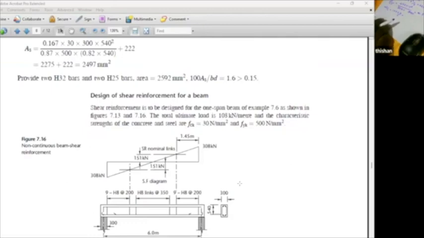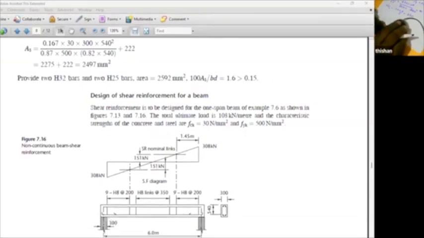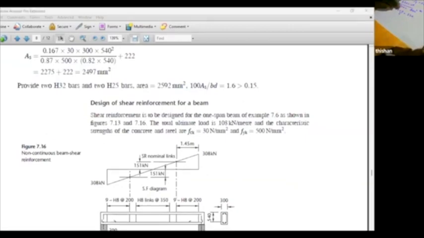324 is the value, but we have to consider the shear force at the face of the support. Shear force at the face of the support, how much is it? I think it comes to 308. So it is 324 multiplied by, the width of the support is 300 millimeters.